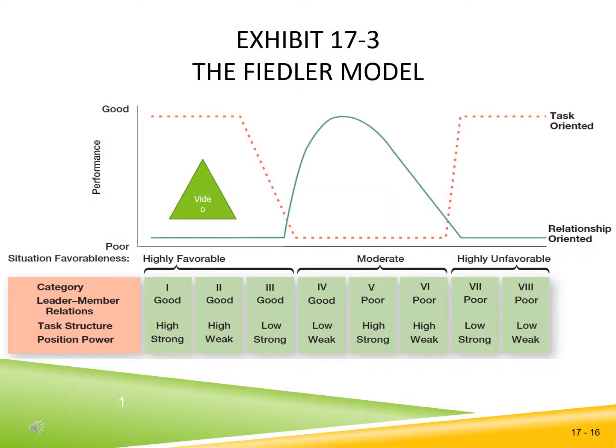Situations 1, 2, and 3 were classified as highly favorable for the leader, 4, 5, and 6 were moderately favorable for the leader, and 7 and 8 were described as highly unfavorable for the leader. Task-oriented leaders perform better in very favorable situations and in very unfavorable situations, while relationship-oriented leaders perform better in moderately favorable situations.